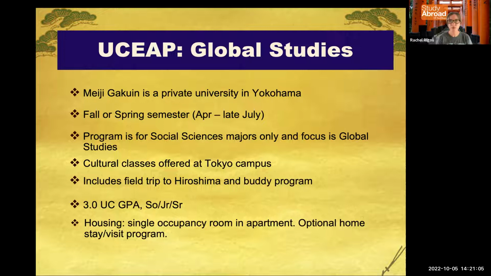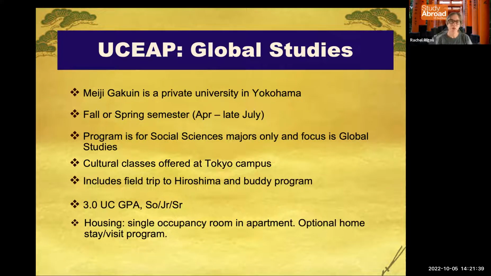And then the really cool thing, and I don't know exactly what the current status is, but pre-COVID, part of your program fees for the Global Studies program were for a field trip as a group to Hiroshima to learn about peace studies. And then Meiji Gakuin had a very active buddy program. So they connected you with Meiji Gakuin Japanese students. So you could get to know students and not just hang out with other UC or international students. So they had a very active buddy program, which was very cool. And they had parties and all of that.